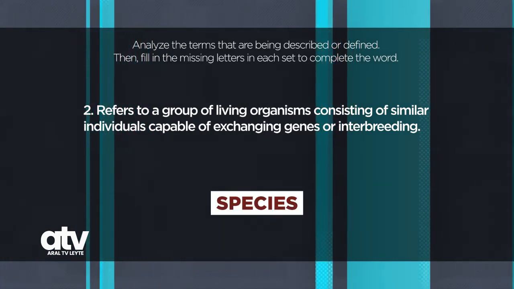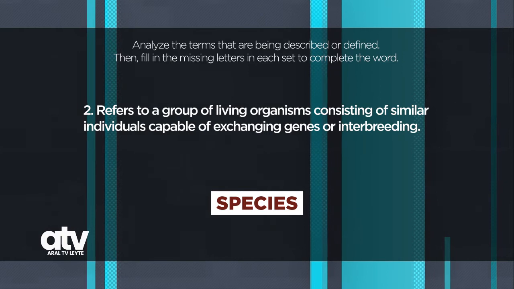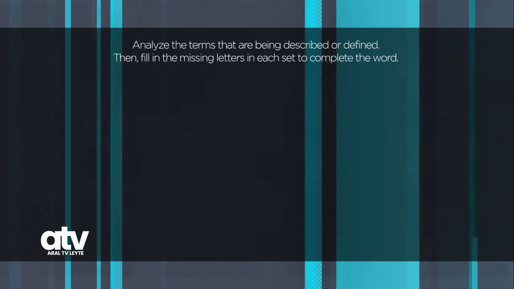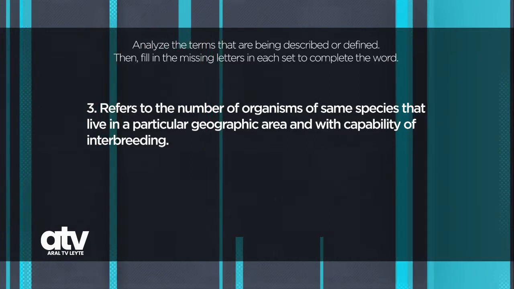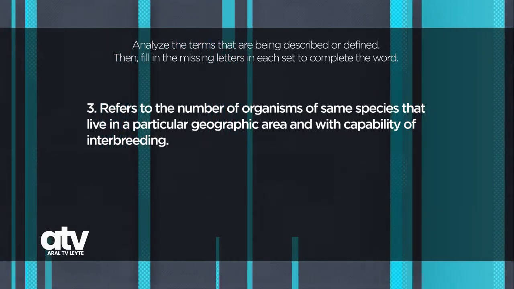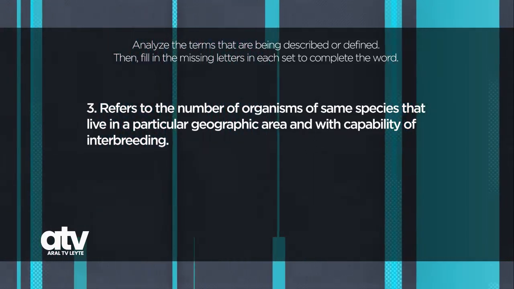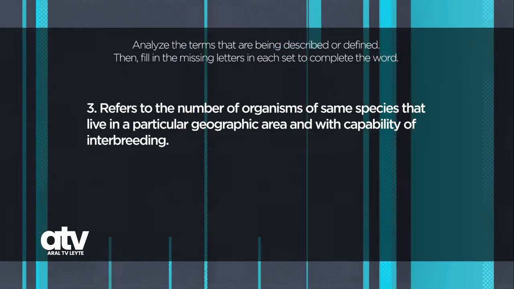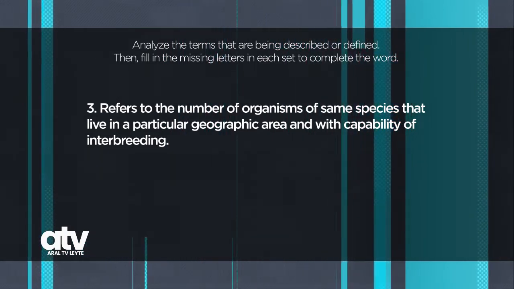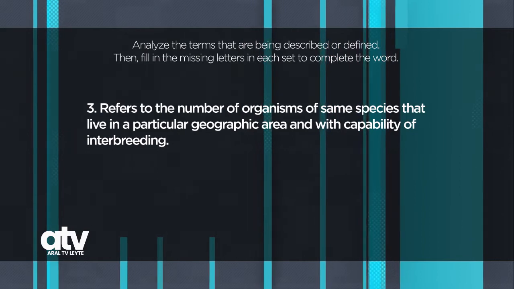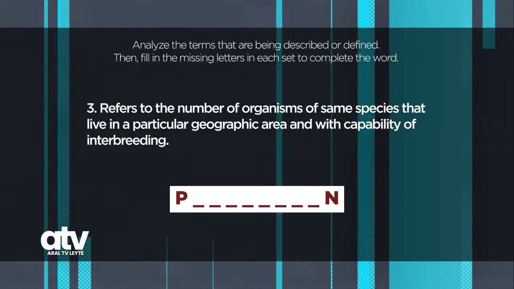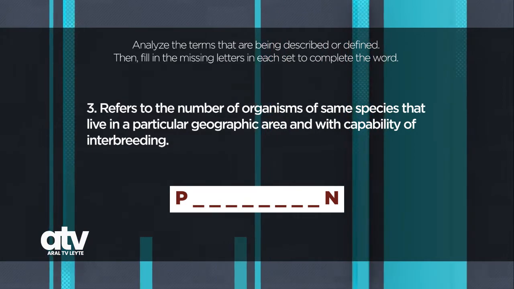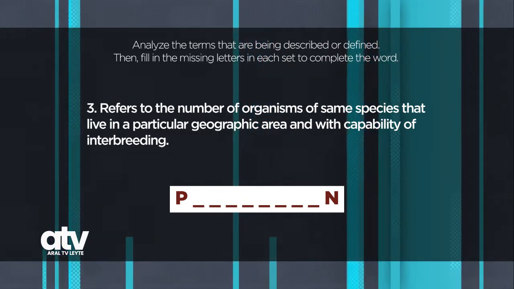Correct! Species is the answer. Number 3 refers to the number of organisms of the same species that live in a particular geographic area and with the capability of interbreeding. The term has 10 letters that starts with letter P and ends with letter N.